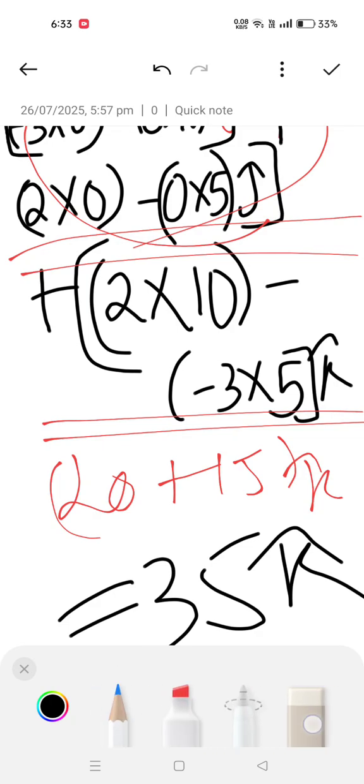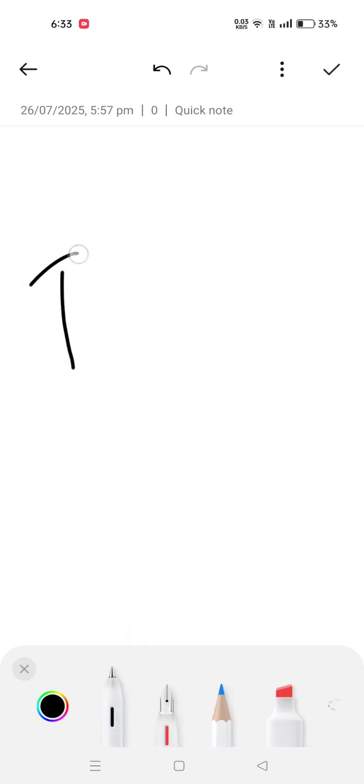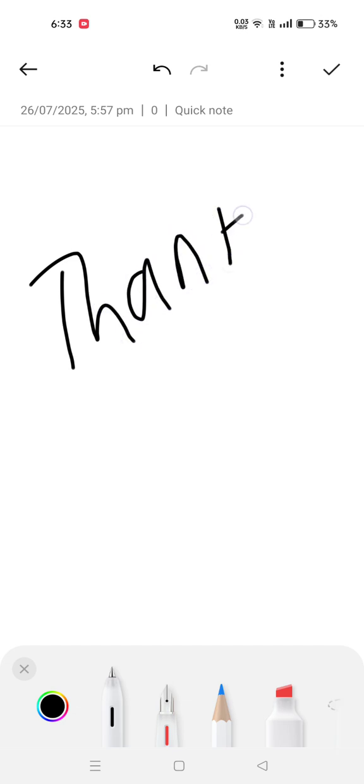So this was the whole revision of vectors, which is a very important chapter. Okay, so I hope you all enjoyed the revision, and thank you.